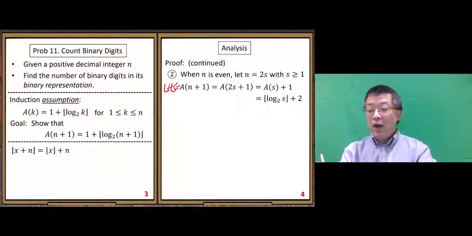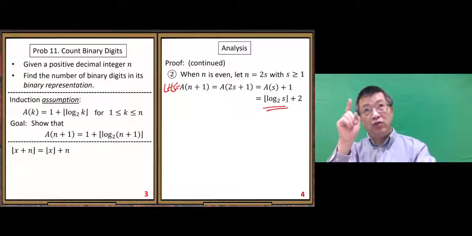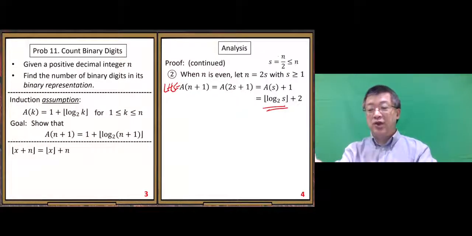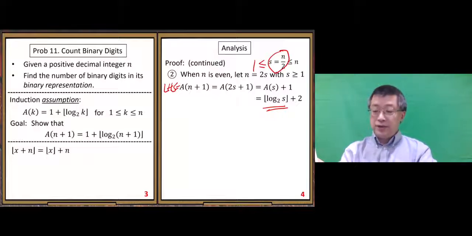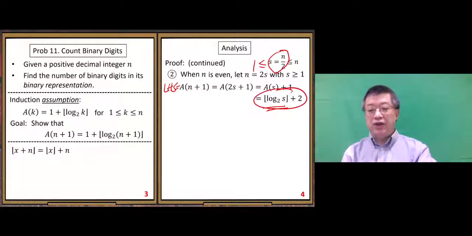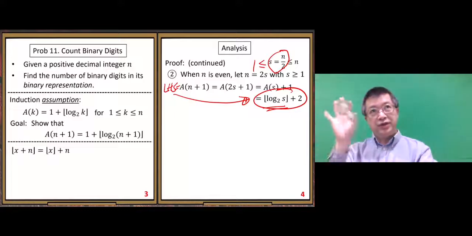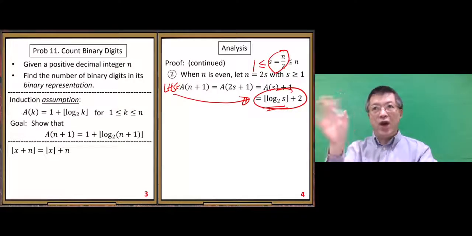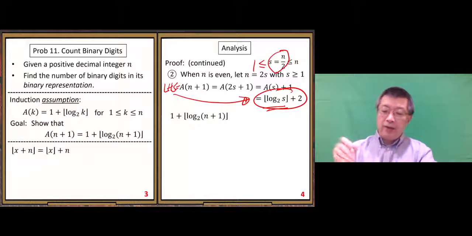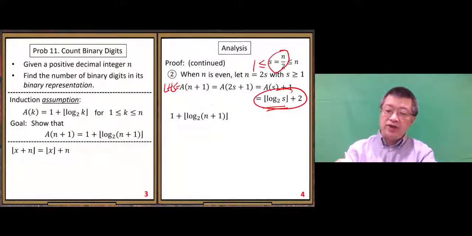Now, why can we use the induction assumption? You need to check the range for s. What is the range? s equals n over 2. Definitely it falls into the range between 1 and n, right? So we can use the induction assumption. It is legal. So now we get the expression of the left-hand side. Let's put it there temporarily, so later we will use it to compare with the expression of the right-hand side.